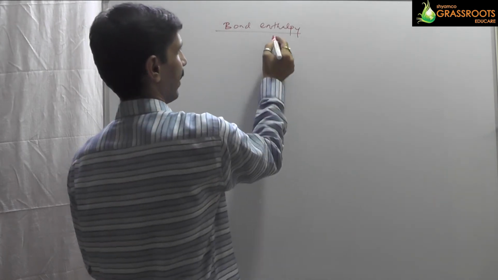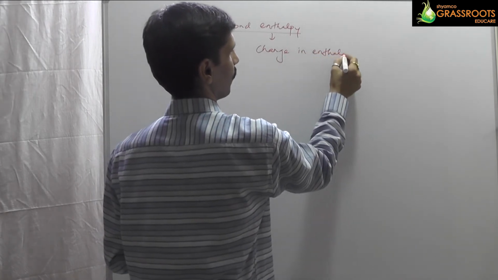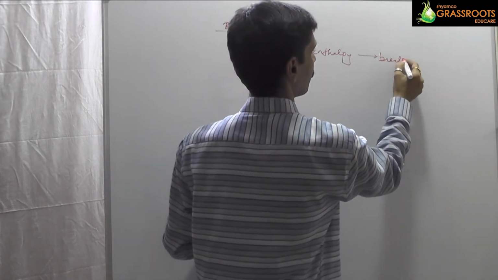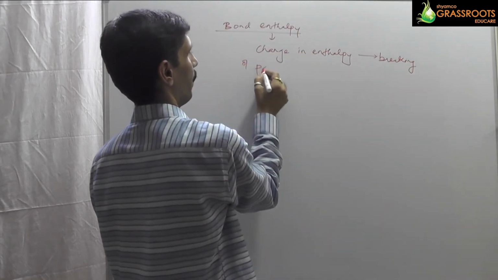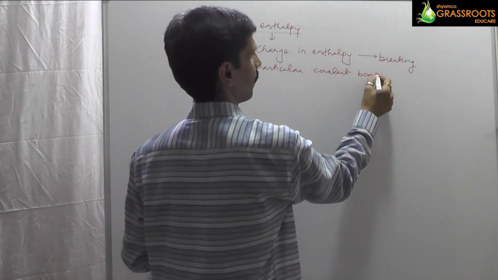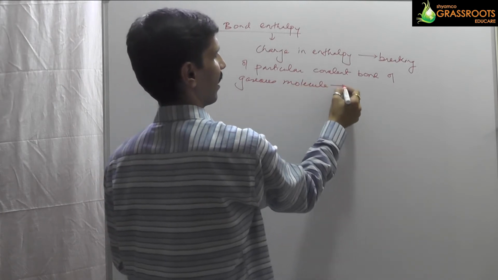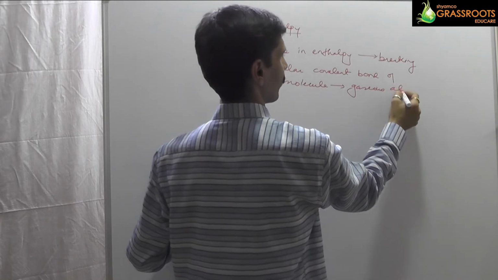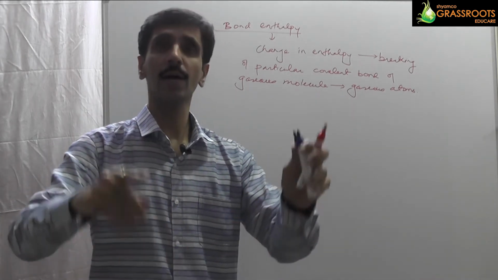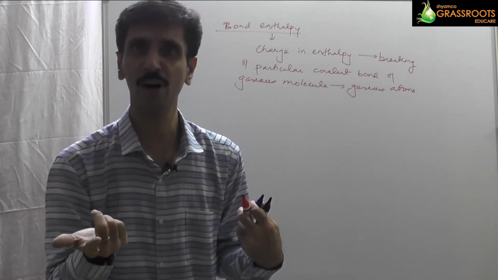Okay, now how to define this bond enthalpy is, it is the change in the enthalpy when we are going to consider the breaking of a particular covalent bond of a gaseous molecule resulting in the formation of gaseous atoms. Okay, the change in the enthalpy associated during breaking of a particular covalent bond in a gaseous molecule resulting in the formation of what? Gaseous atoms.